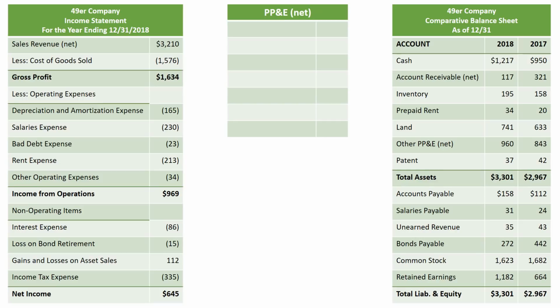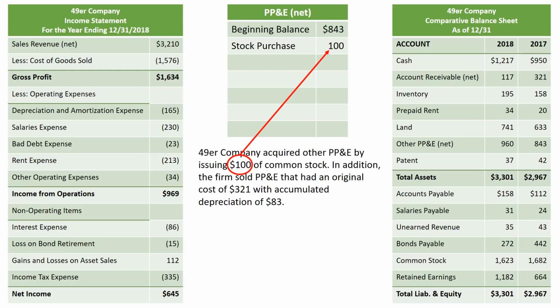So the next account is the net property, plant, and equipment account. I combined a gross property, plant, and equipment account with accumulated depreciation just to illustrate some things and get you to think a little more. And so again, we have our beginning balance of $843. We were told there was a stock purchase of $100 that would increase our PP&E account balance. And then there was a sale, and we were told that the original cost was $321 and the accumulated depreciation related to the item sold was $83. And so the net effect is that when the sale took place, the account balance decreased $238, and so that accounts for the sale.